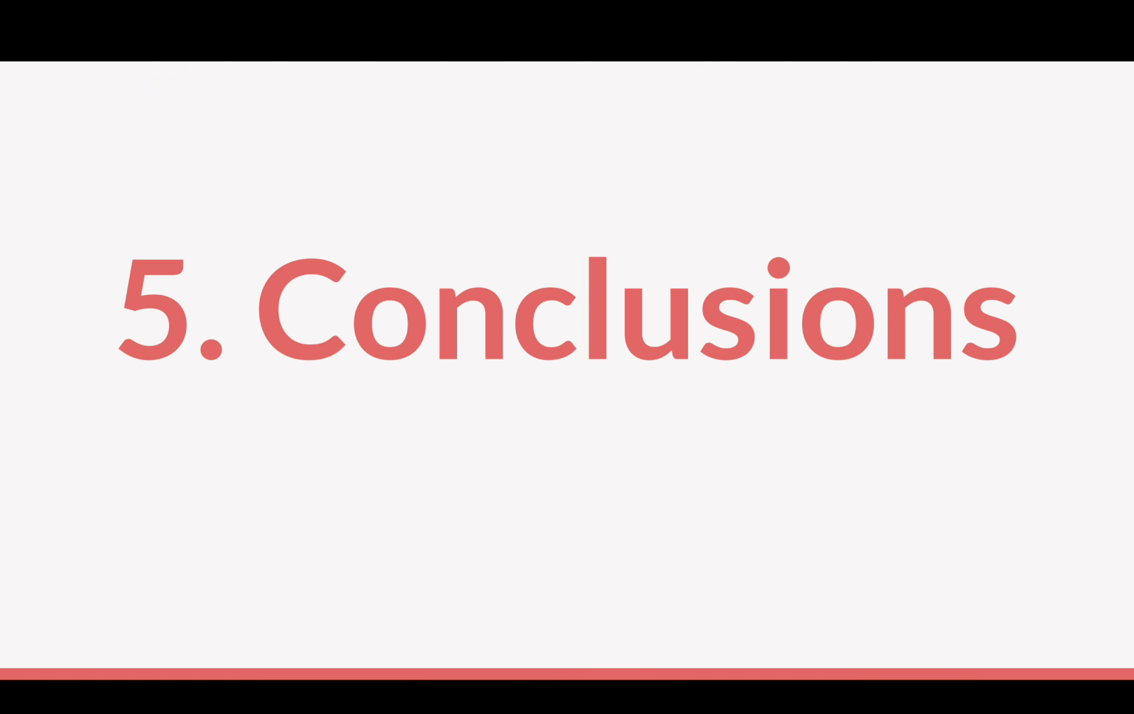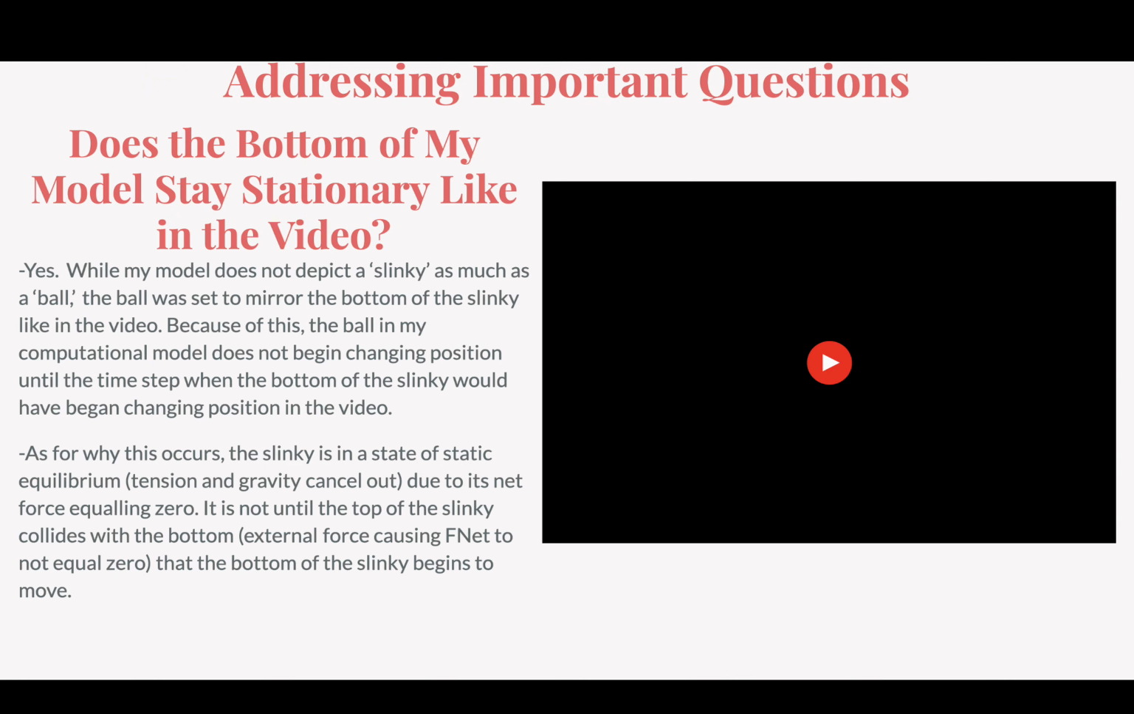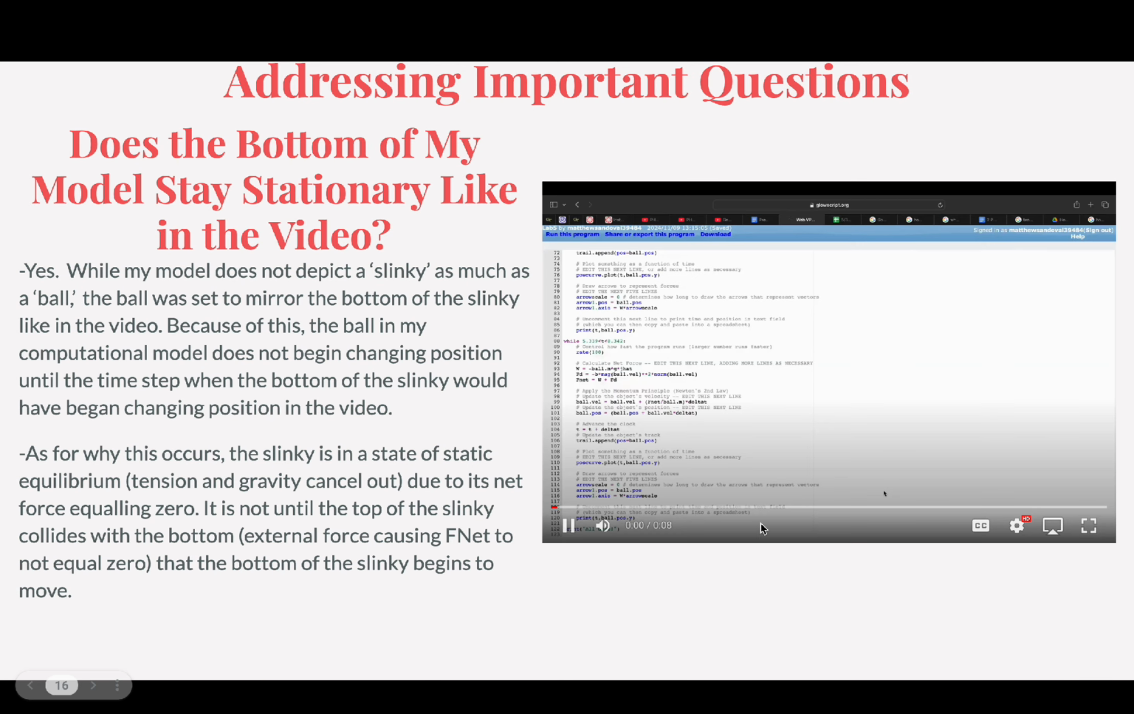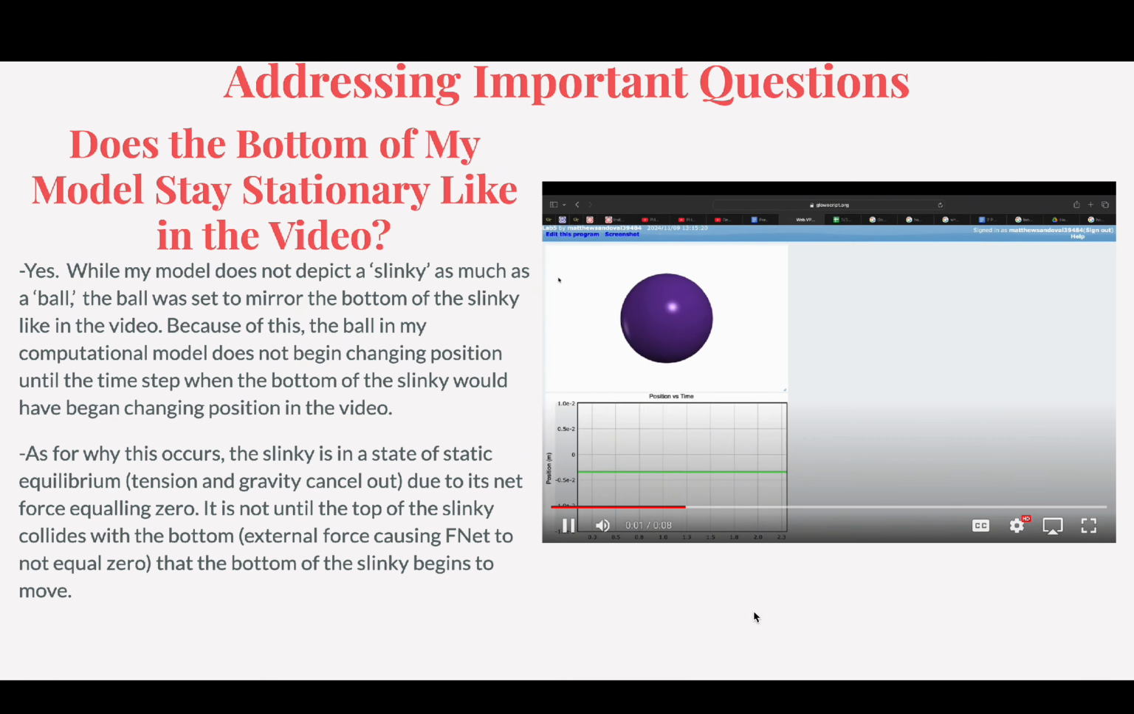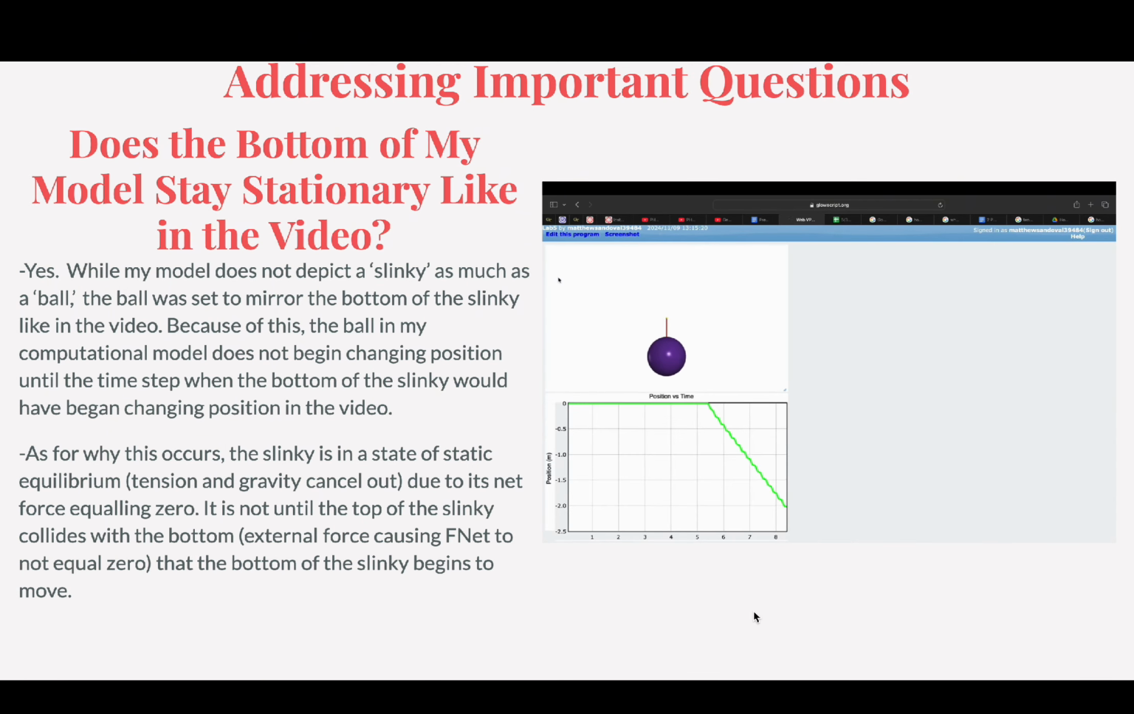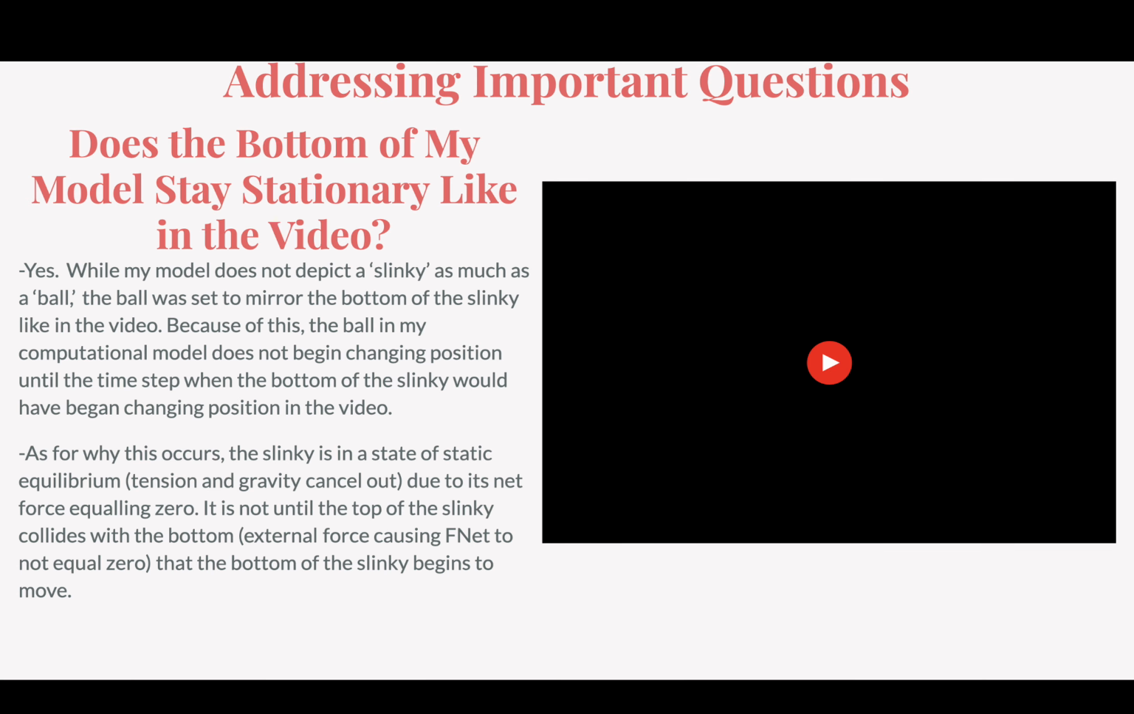So there's a pretty important question that needs to be addressed. Does the bottom of my model stay stationary like in the video? The answer to this is yes. While my model does not depict a slinky as much as a ball, the ball was set to mirror the bottom of the slinky like in the video. Because of this, the ball in my computational model does not begin changing position until the time step when the bottom of the slinky would have begun changing position in the video.